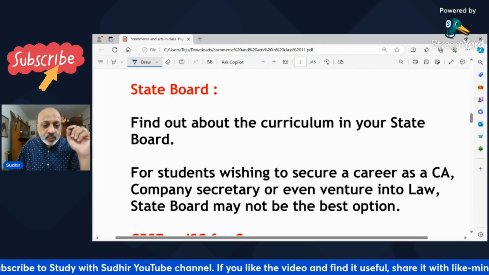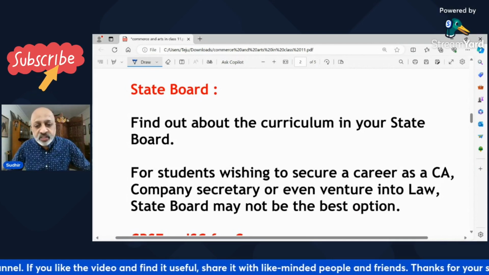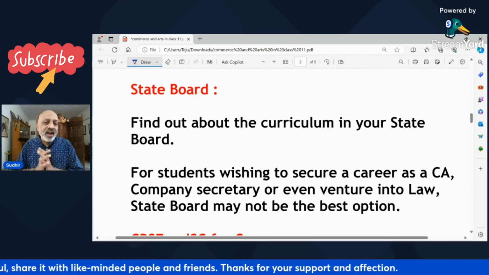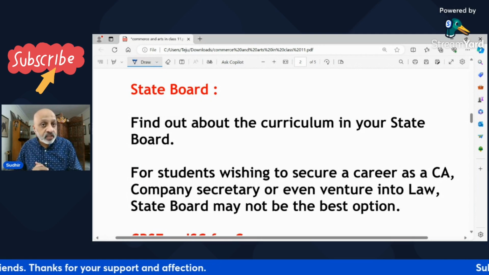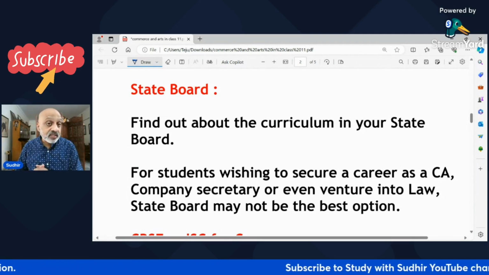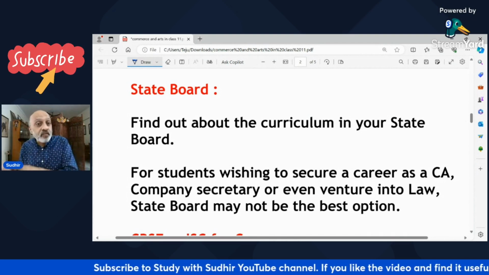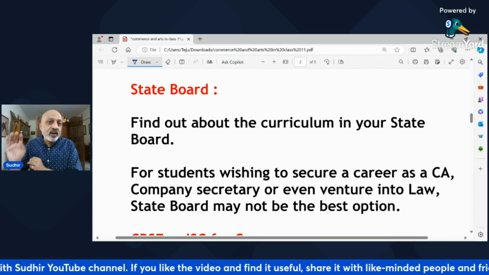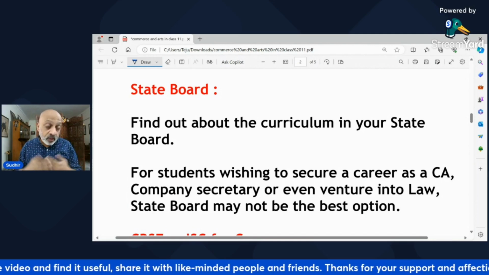Okay. Now, for students wishing to secure a place in the CA examination, company secretary, or even venture into law, state board is not really seen as a very great option. So आपको इस बात पर ध्यान देने की जरूरत है कि क्या स्टेट बोर्ड करने से आप सीए वगैरह भी क्रैक कर सकते हैं या नहीं. अदरवाइज इफ यू आर अटेंडिंग अ कोचिंग इंस्टीट्यूट विच इज हैविंग अ टाई अप विद अ स्टेट बोर्ड, वो अलग बात है. बट स्टेट बोर्ड में पढ़ के सीए क्रैक करना, आई एम नॉट वेरी श्योर वेदर मेनी एक्सपर्ट्स विल एक्चुअली give you this advice.